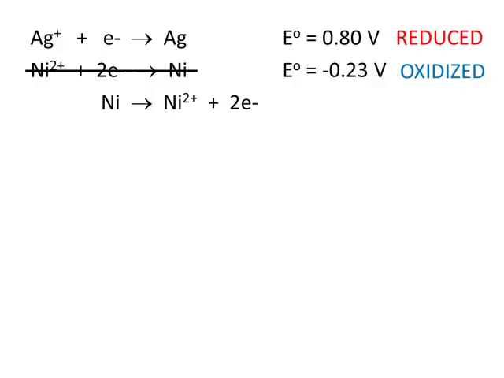Before we add half reactions together, we make their number of electrons balance. So we need to multiply the silver half reaction by 2. Then we can put the two half reactions together. So silver ions are getting reduced to silver atoms, and we need 2 of them. Nickel atoms are being oxidized to nickel ions.